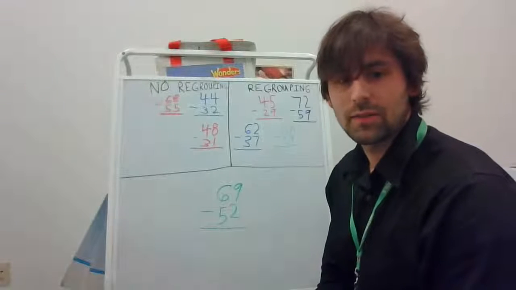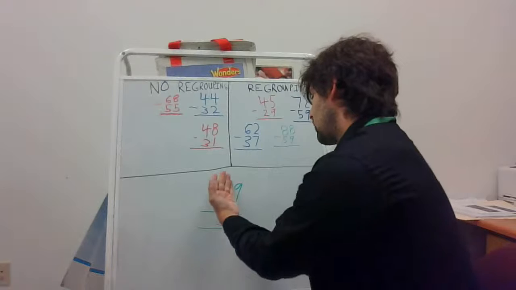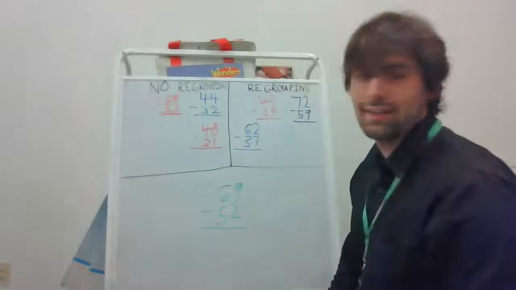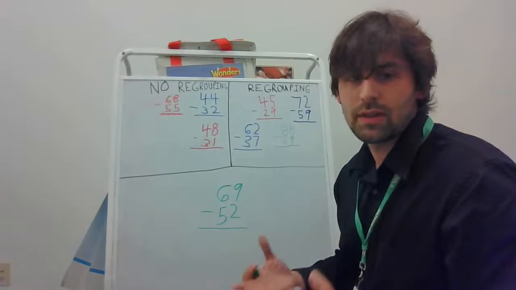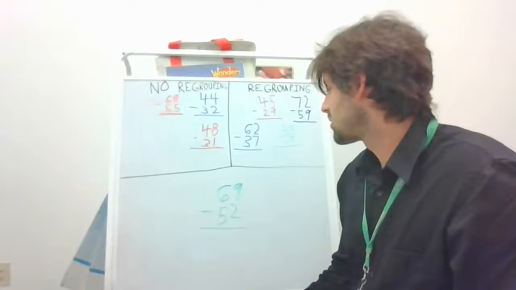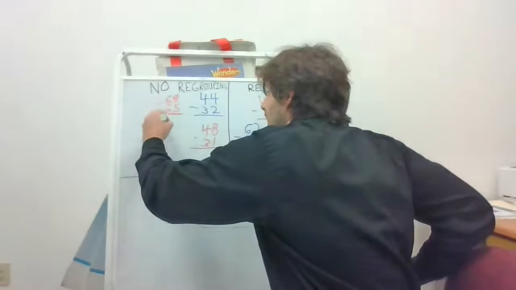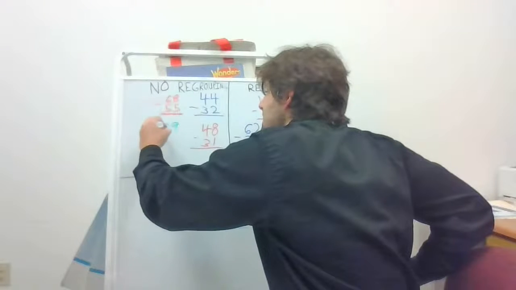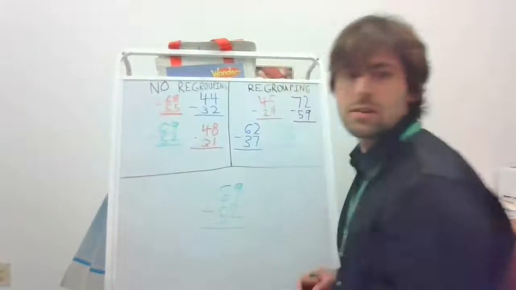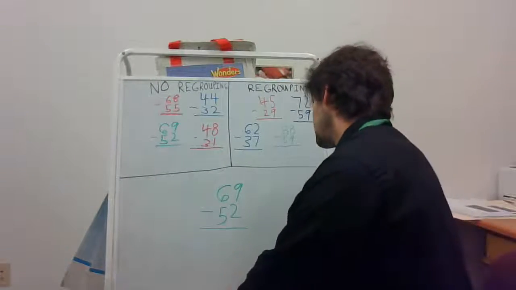69 minus 52. So looking at the ones place, 9 is bigger than 2, 6 is bigger than 5. So again, we do not need to regroup for this one. We only regroup when there's a digit on the bottom that's bigger. So this is another problem that's going to go in the no regrouping category. 69 minus 52. We do not need to regroup for that one.